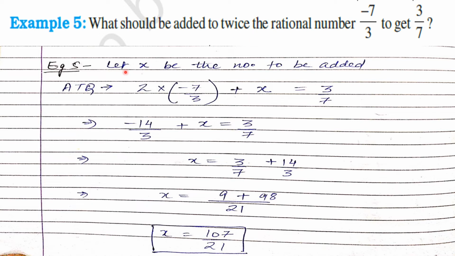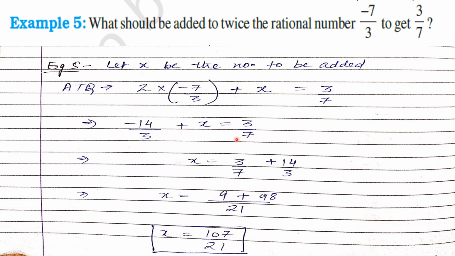So the first step in these questions is we assume a variable. I have assumed x, you can assume p, w, whatever you want. Now you can say according to the question, 2 multiplied by minus 7 by 3, as it is saying twice the rational number minus 7 by 3, plus the variable is equal to how much? 3 upon 7. Now let's solve it by the rule of BODMAS. So we will first multiply it. It becomes minus 14 upon 3 plus x equal to 3 by 7.